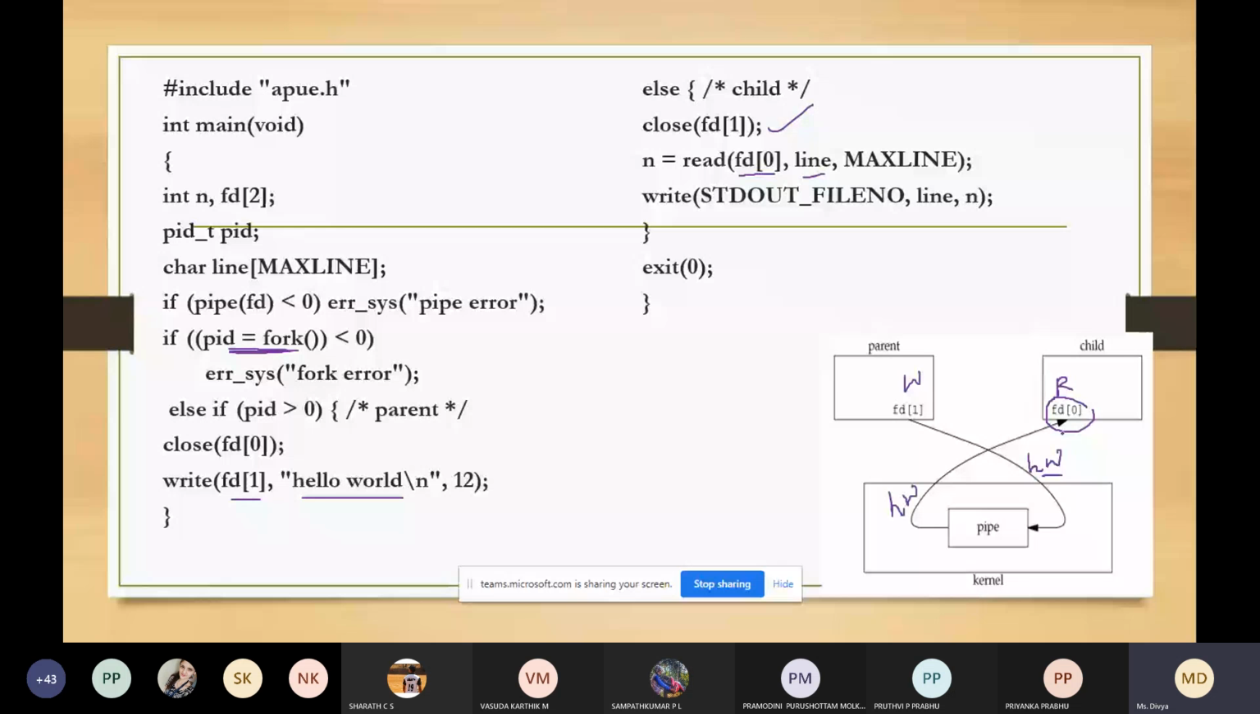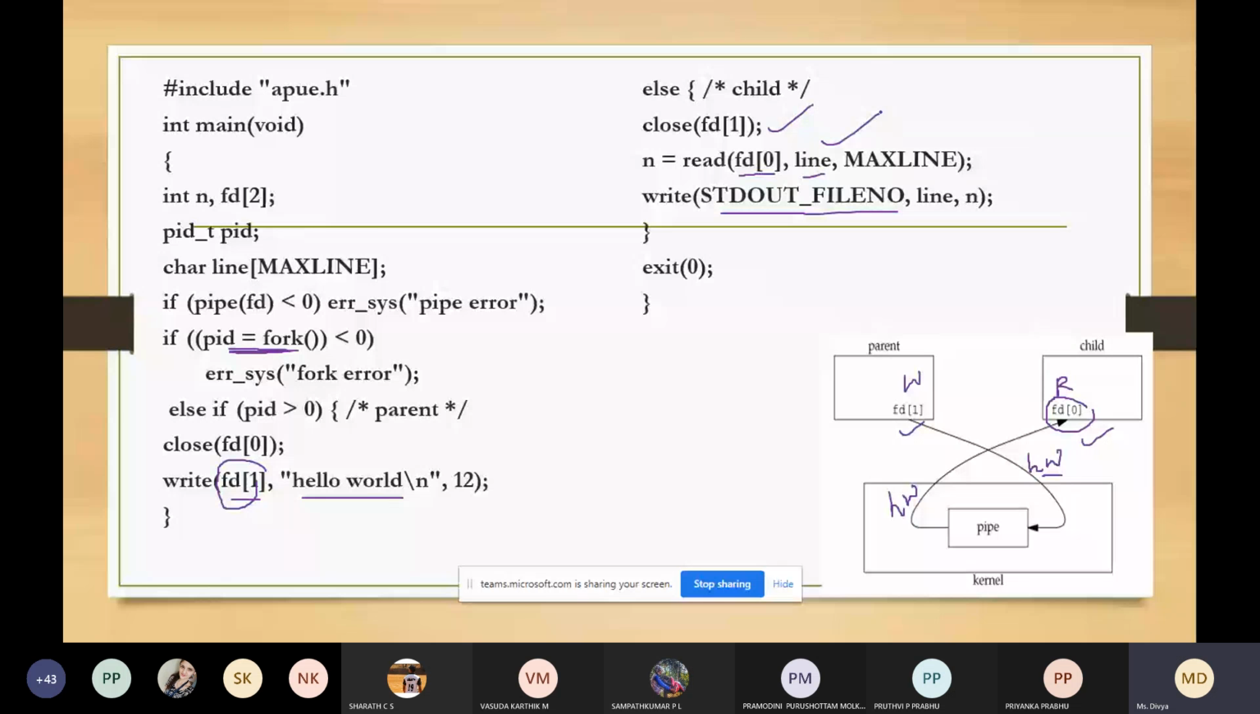So which descriptor is used? That is FD0. And finally you can write to the standard out. In the terminal you can display the data, that is "hello world". Here you have to be very careful. When the parent is writing, which descriptor is it using? FD1. When the child is reading, which descriptor is it using? FD0. Here it is writing "hello world", which is of length 12, and here you are reading that particular line.